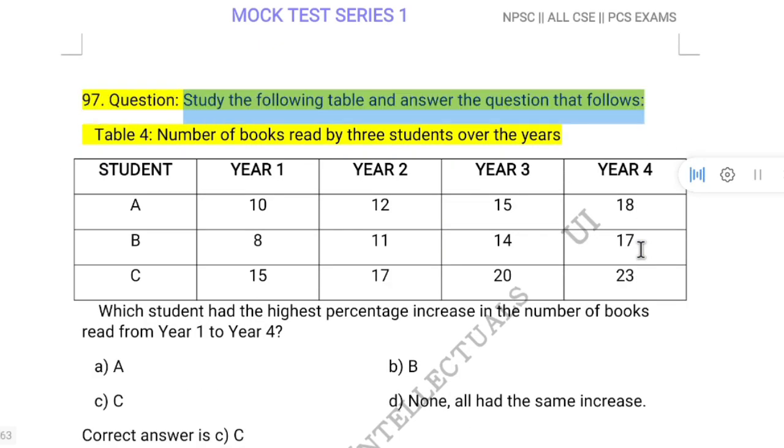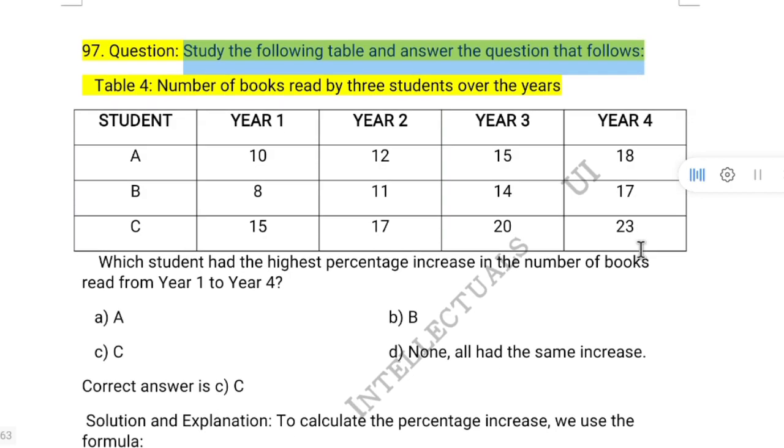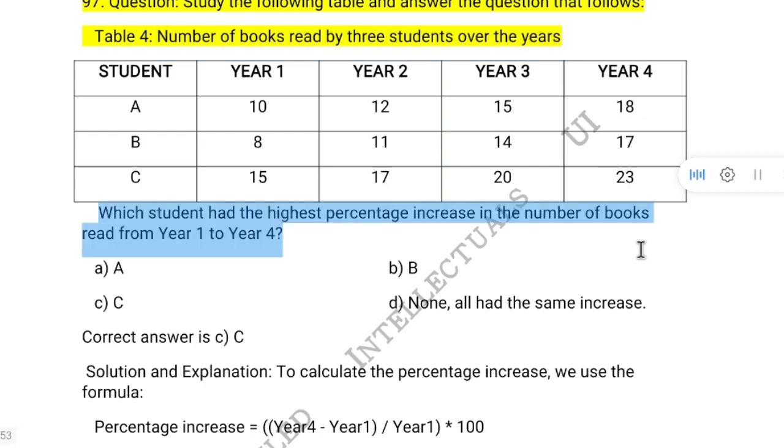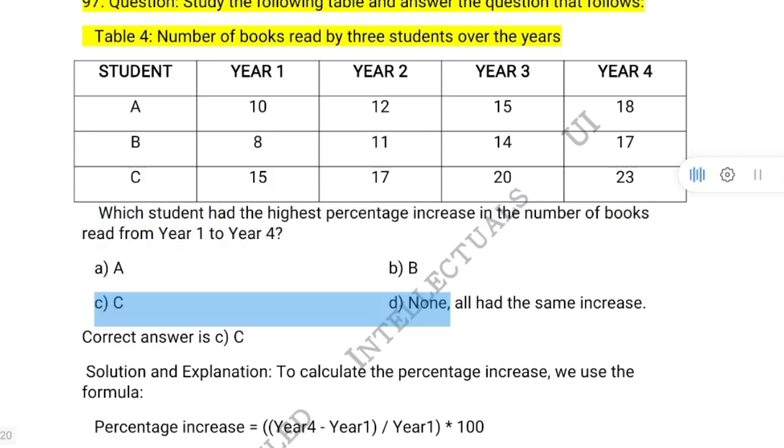97. Question. Study the following table and answer the question that follows. Table 4. Number of books read by 3 students over the years. Which student had the highest percentage increase in the number of books read from year 1 to year 4? A. A, B. B, C. C, D. D, none. All had the same increase.